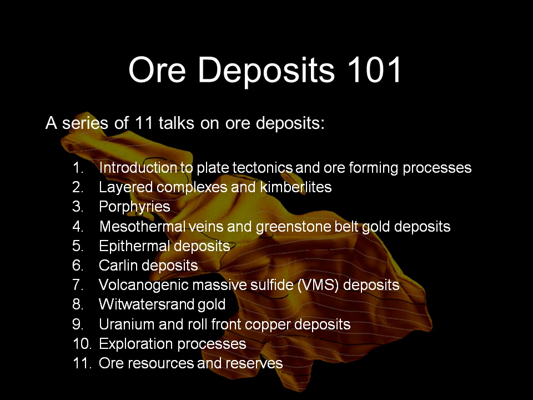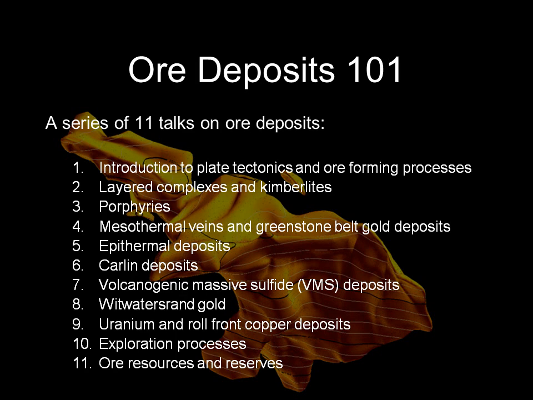The second talk in the series will focus on deposits associated with mafic layered complexes, such as nickel, the platinum group metals, and chrome. The best known of these layered intrusions is the Bushveld complex in South Africa. We will also talk about kimberlites and their associated diamond deposits. The third talk will focus on porphyry deposits, those massive but low-grade deposits of copper, molybdenum, and gold that rim the Pacific Ocean. We'll also briefly discuss iron oxide copper-gold deposits, or IOCGs, in this talk, such as the giant Olympic Dam deposit in South Australia.